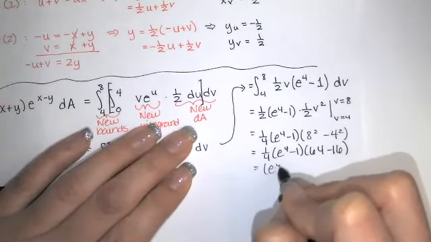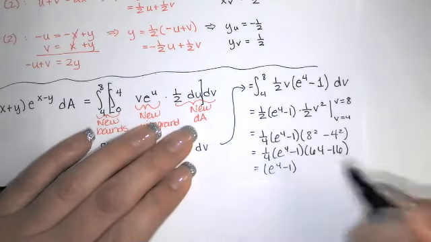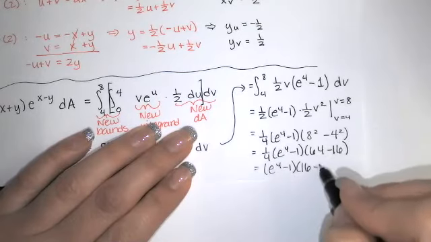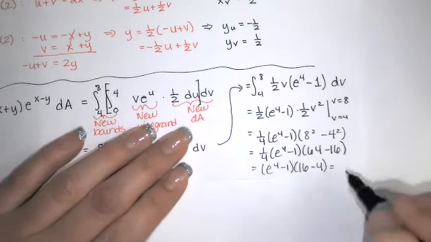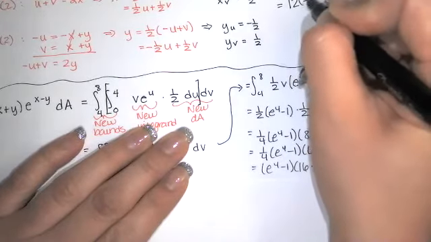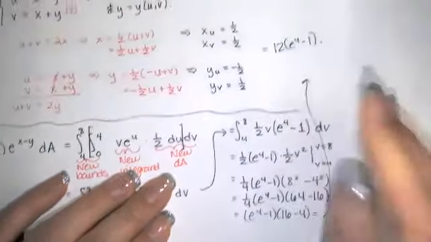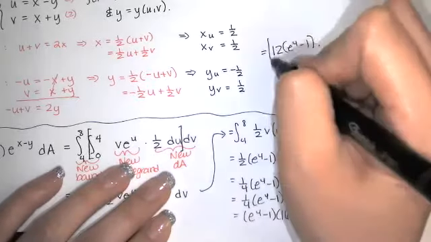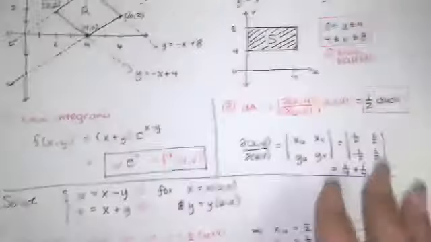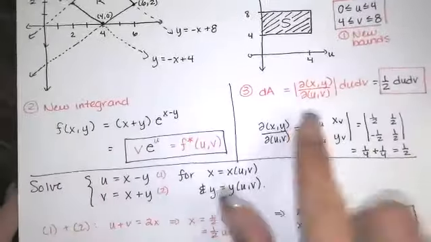So you've got e to the 4th minus 1. 64 divided by 4 is 16. 16 divided by 4 is 4. So I end up with 12 times e to the 4th minus 1. That's my answer. But again, what do you need? New bounds, new integrand, new dA.